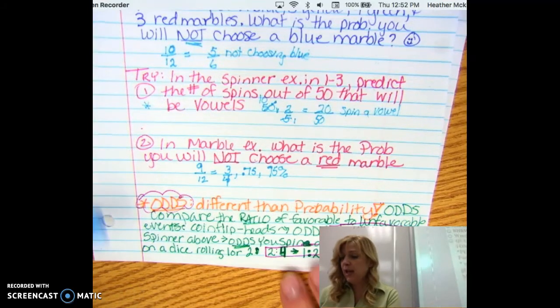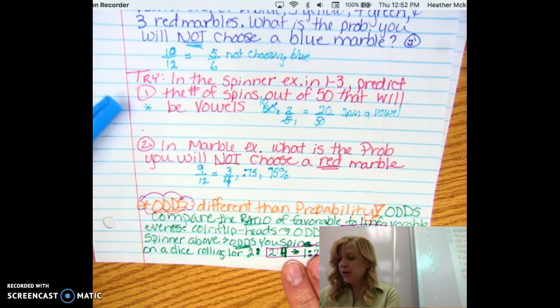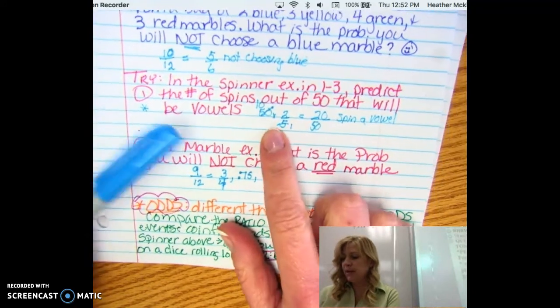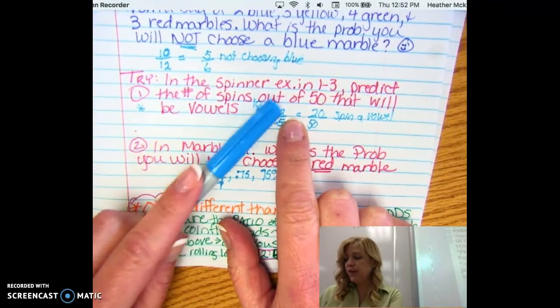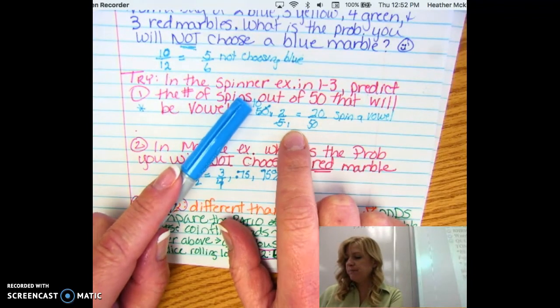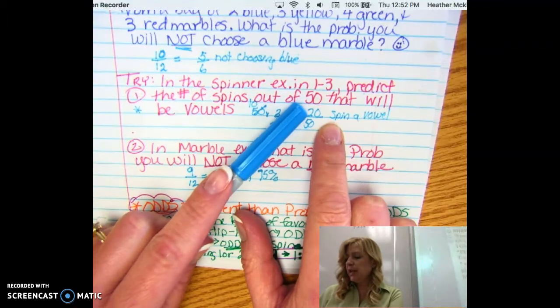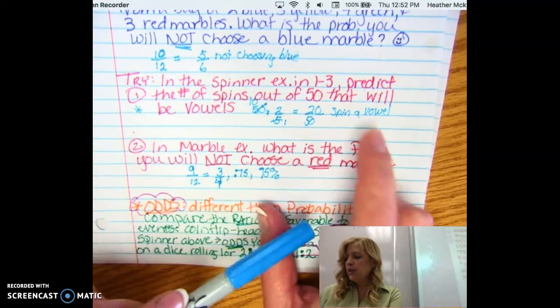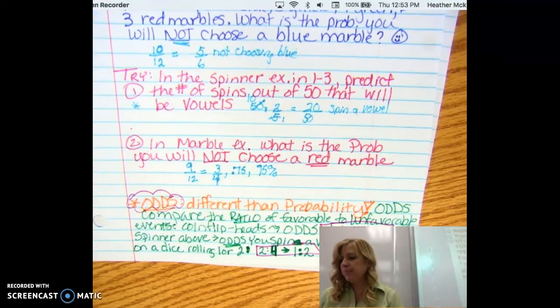different than probability. So we should have been right here where we did spin a vowel. I did 50 times 2/5. I reduced the 50 and the 5 to 10 and 1. So it should be 20 out of 50 times you are going to spin a vowel.